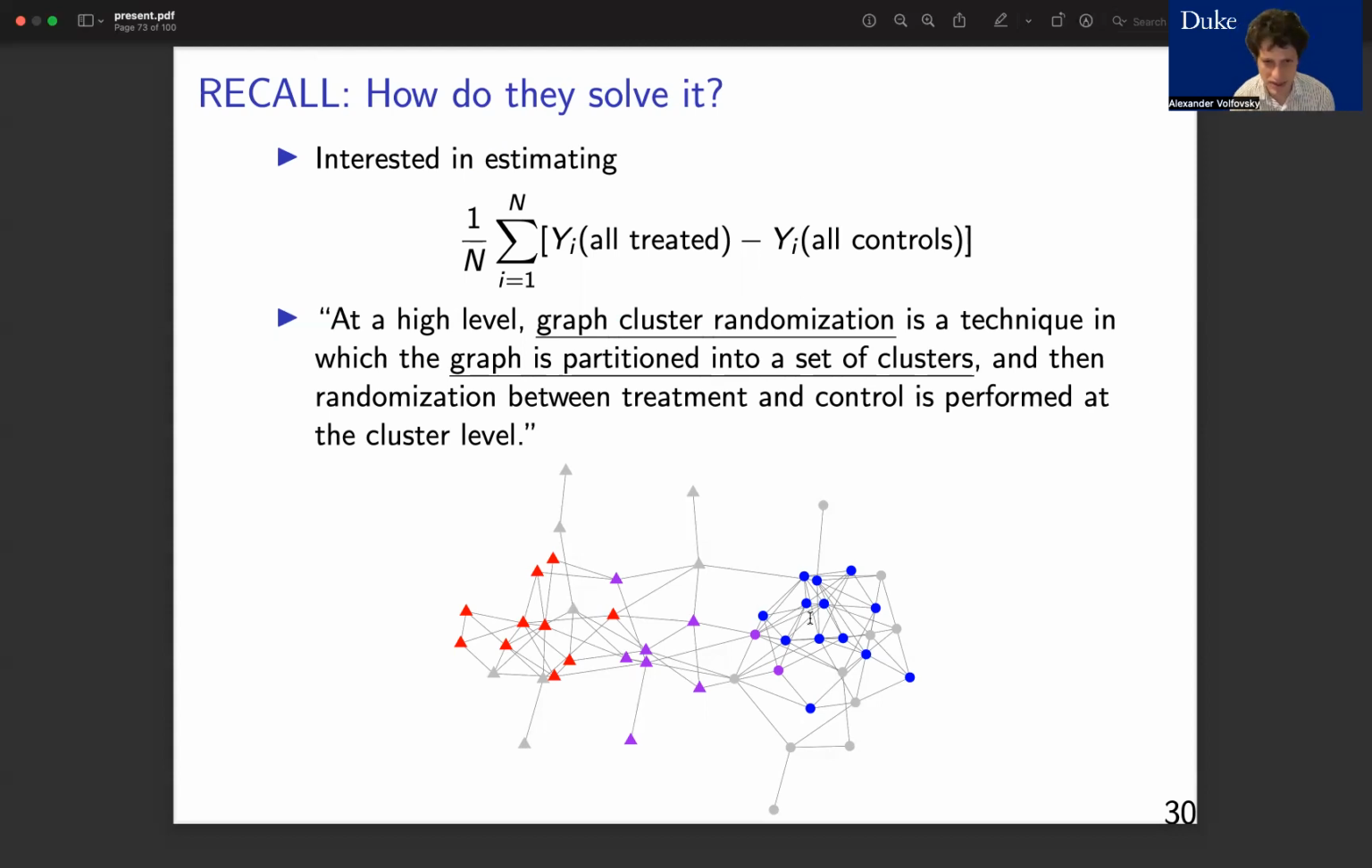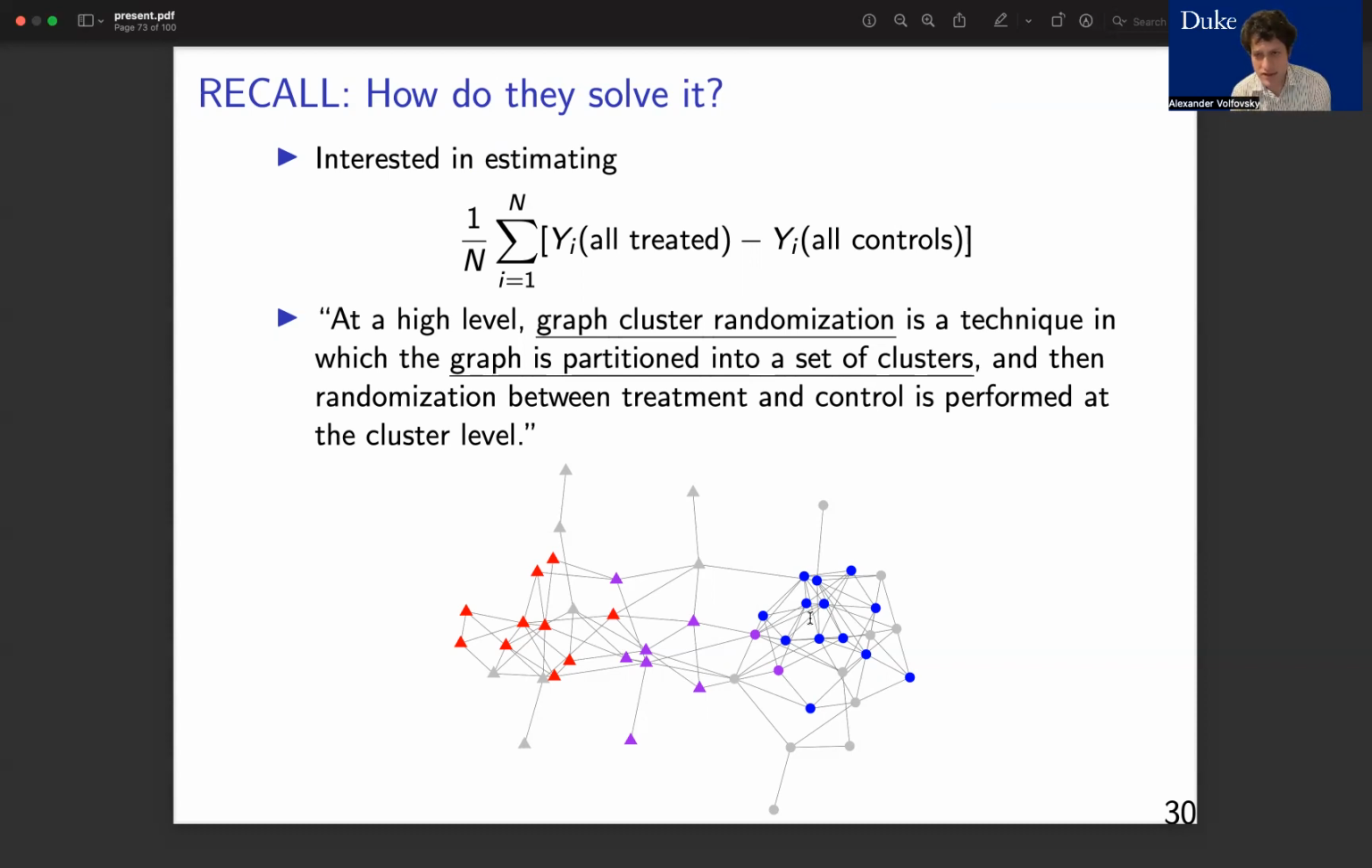What you're seeing on the bottom here is a particular network. In this network, triangles are one community and circles are another community. And the colors represent the clusters that graph cluster randomization creates. So they would treat the red cluster maybe, not treat the purple cluster, and treat the blue cluster, or some other combination of treat, don't treat. What's important to note is that while red and blue are completely within-community clusters, purple appears to be a cross-community cluster involving both triangles and circles.